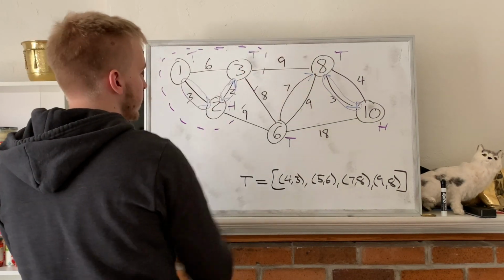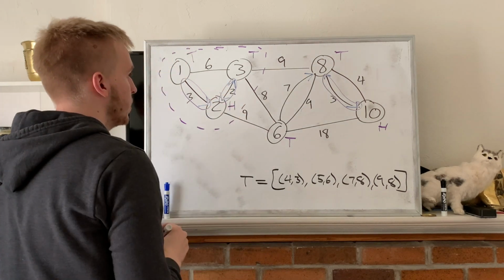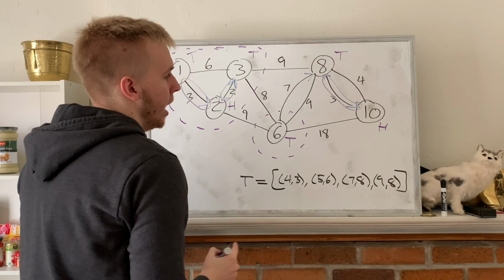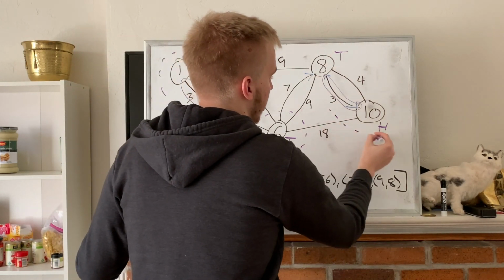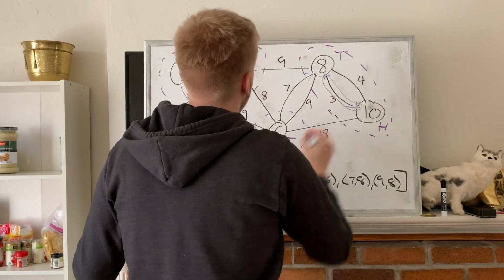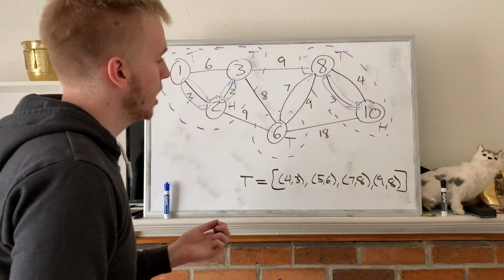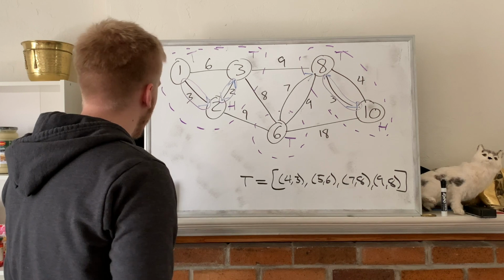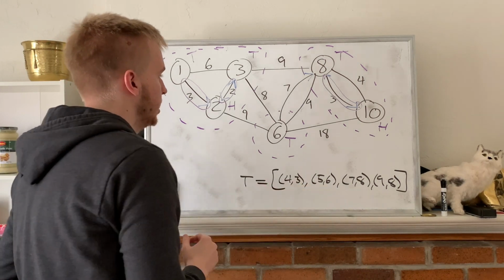So 1, 2, 3 now they form a partition. 6 on its own is its own partition. And then 8 and 10 are also going to be their own partition. So we've contracted these 6 vertices now. We're going to contract them down to 3 vertices. And the edges we contract are going to be in the resulting MST.